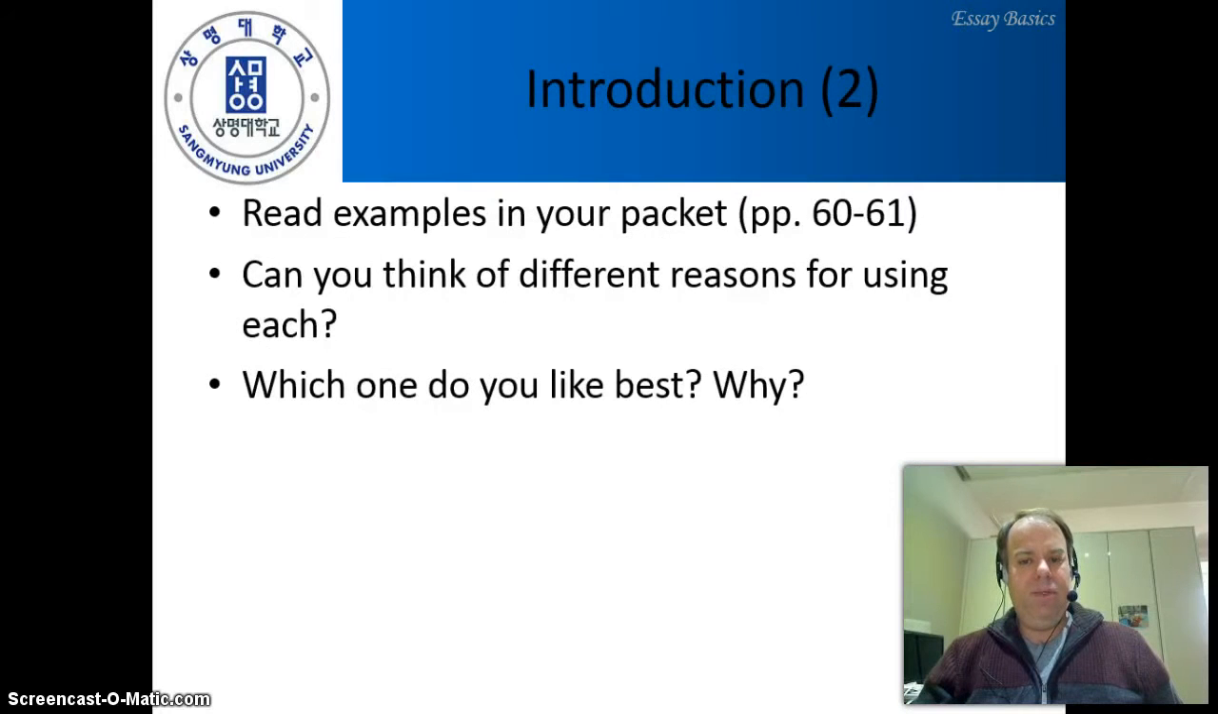And so read the examples in your packet. It says on the packet, page 60 and 61. So let's see, I have to go there as well. And so what you'll see here is an example of the funnel and the story, the interesting facts, and historical background. So take a look at all those examples. Can you think of different reasons why you would use each of those?